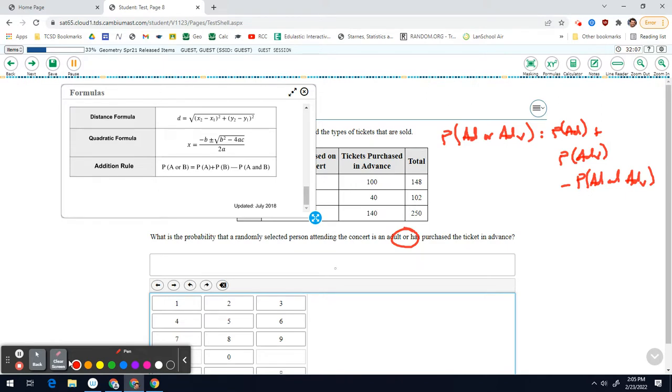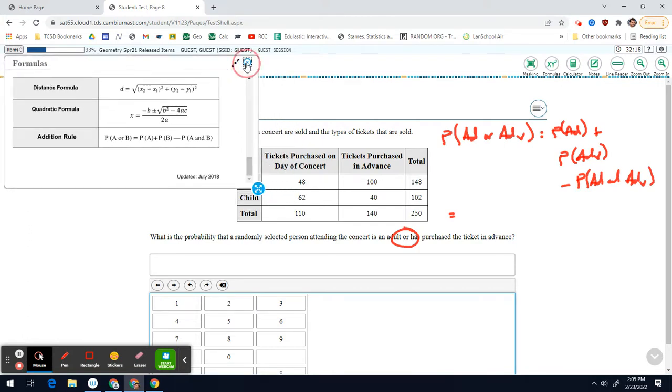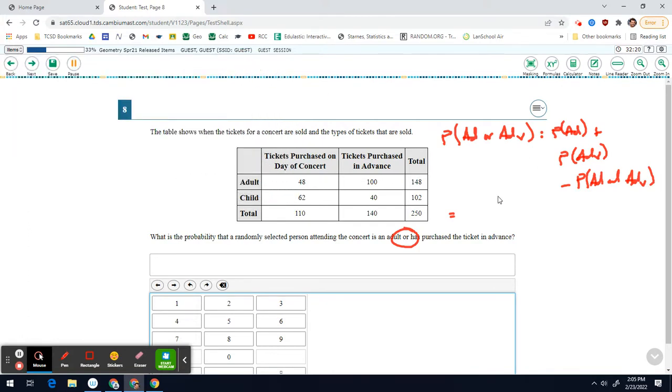But so it goes. So to find this probability, first we need to figure out all the adults, right? And now I know it says probability, but when you use a two-way table, you can just look at the column and the rows, right? So where are all the adults? All the adults are right here. Total number of adults, 148. Then we can add to that all of the advanced tickets. Well, advanced is right here. All the advanced tickets is 140.